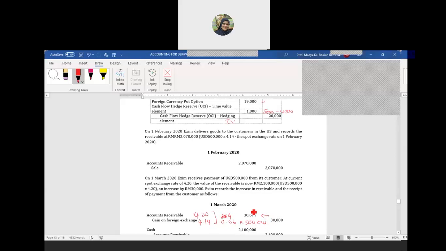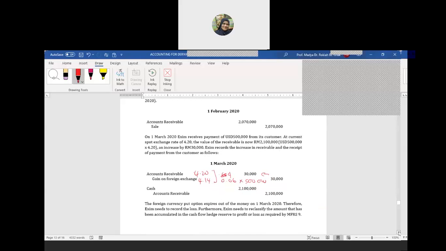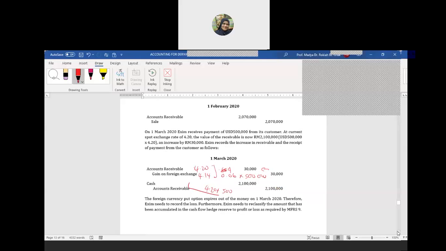Your account receivable has been increased by 30. So increase by 30, and then credit gain, and the cash that you're going to receive here is 21. 21 here is from 4 ringgit and 20 times 500. So the amount that you're going to receive here is 2.1 million.